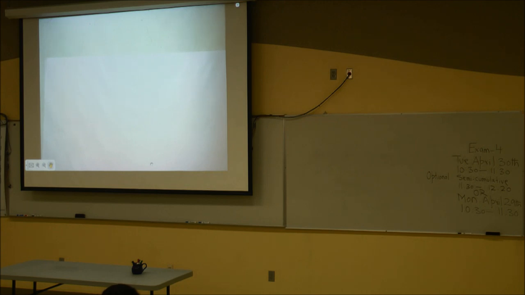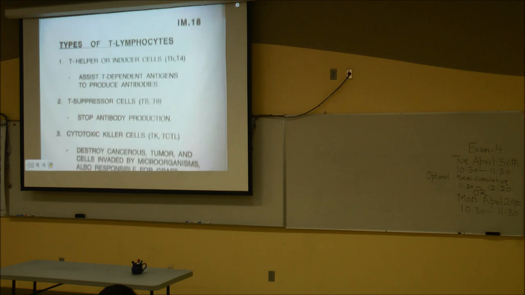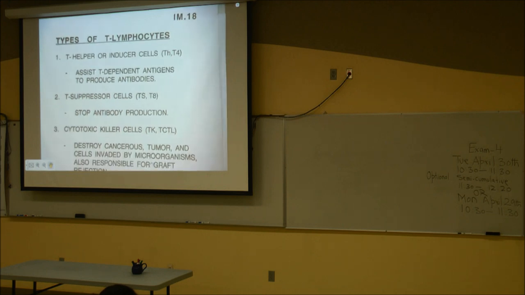All right. Next, different types of T lymphocytes and their function. T helper or T inducer cell induce. We just saw the function of T inducer cell, T helper cell. They help T and antigens to make antibodies.